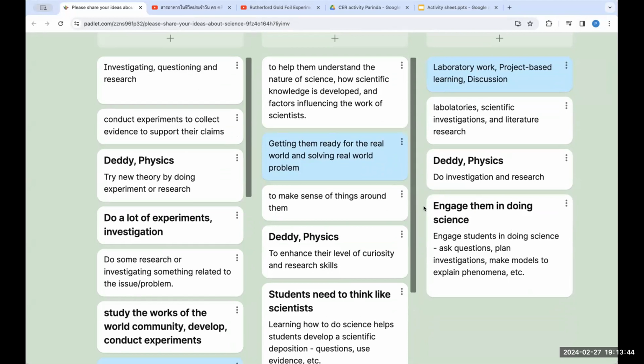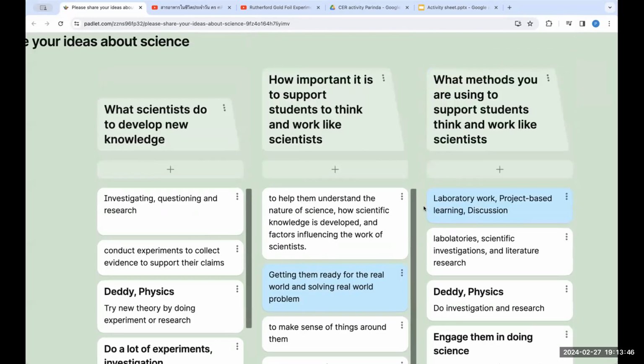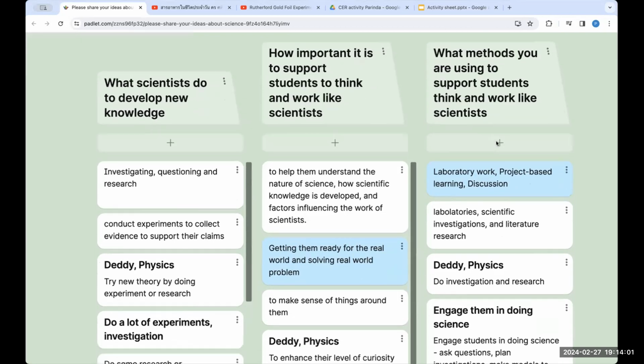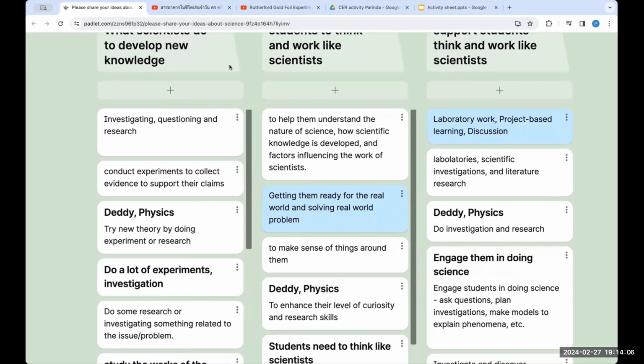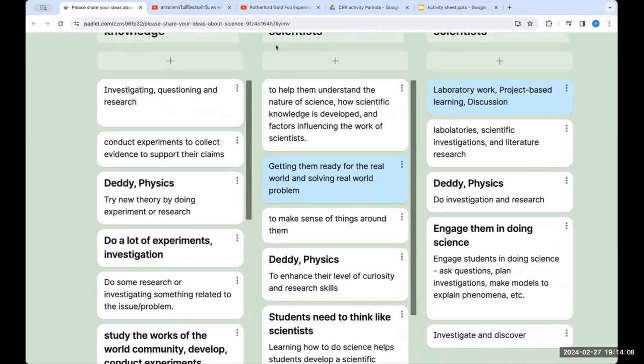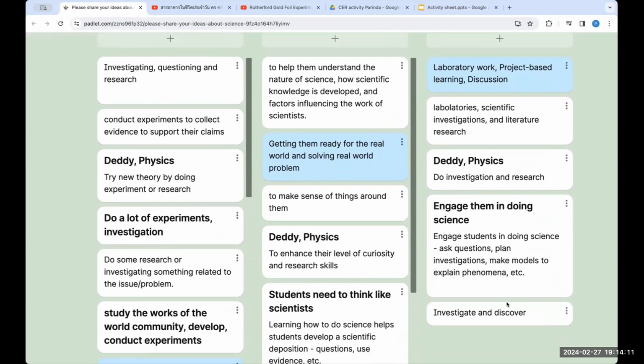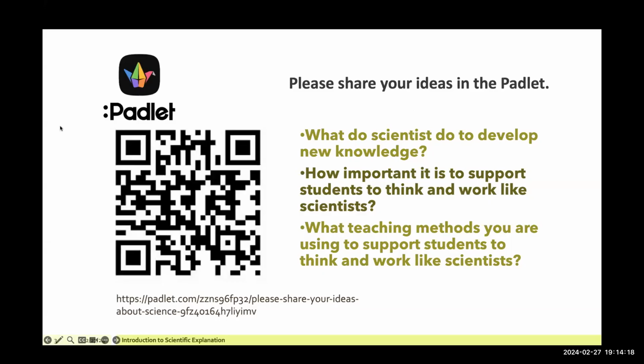Very good. So now we can see your thoughts about what you think scientists do and knowledge, and everybody shared your ideas of how important it is for students to think and work like scientists. You also shared teaching methods like laboratory work, investigation, doing research and projects. Thank you.